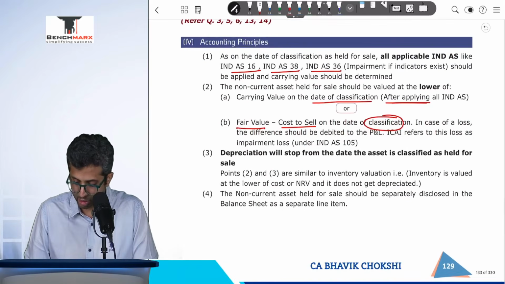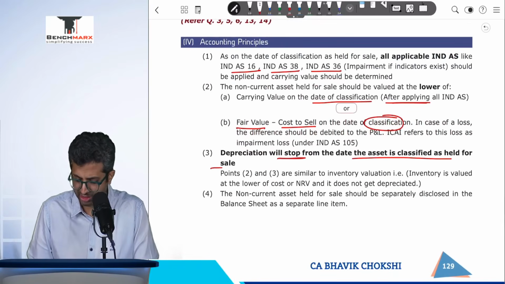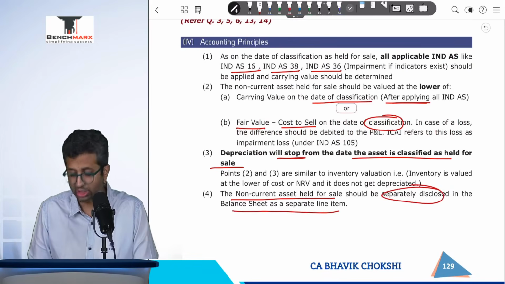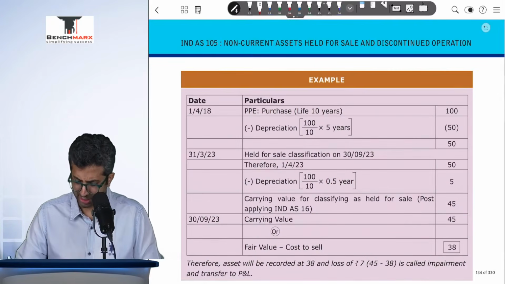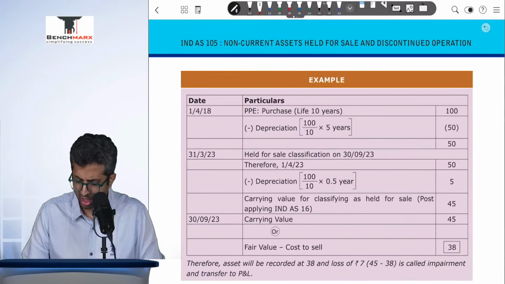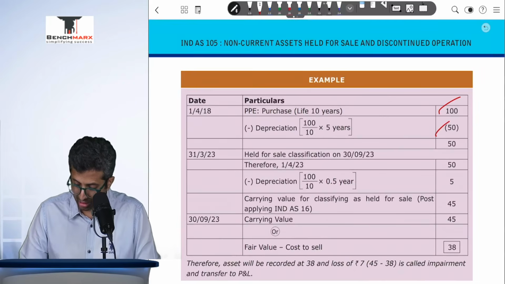So depreciation will stop from the date the asset is classified as held for sale, and the non-current asset held for sale should be disclosed separately in the balance sheet as a separate line item. Okay, so over here we have just explained that when you say all Ind AS are to be applied, you must have purchased a PP, then you did depreciation, and you arrived at an amount which was as on the date the asset is held for sale.